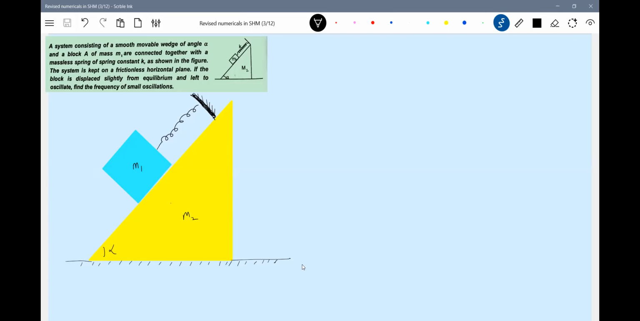Look at one end of the spring. One end of the spring is connected to the block. The other end is connected to a wall, and that wall is in turn connected to the wedge.